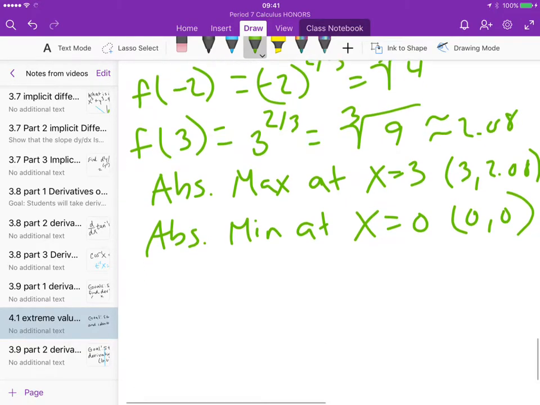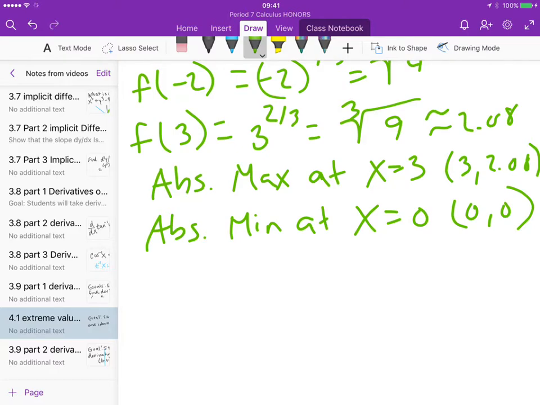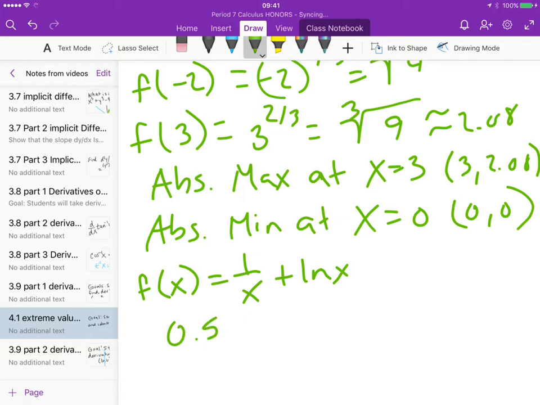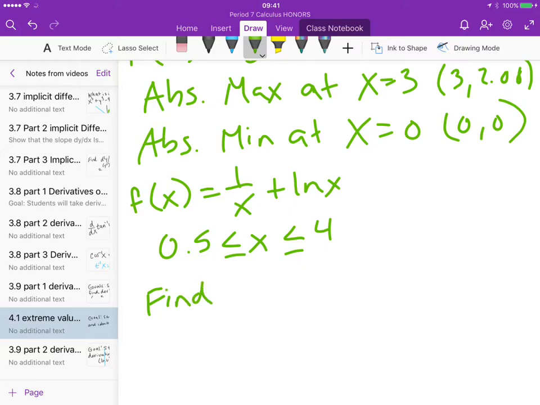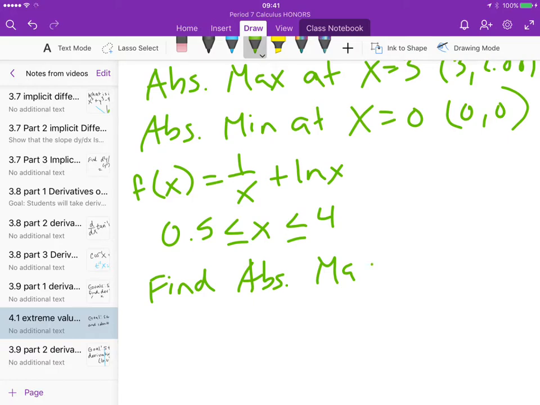So what I want you to do is give this one a shot on your own. It is f of x equals 1 over x plus the natural log of x, over the interval from 0.5 to positive 4. What I want you to do is just find the extreme values. So find the absolute max and min of the function.